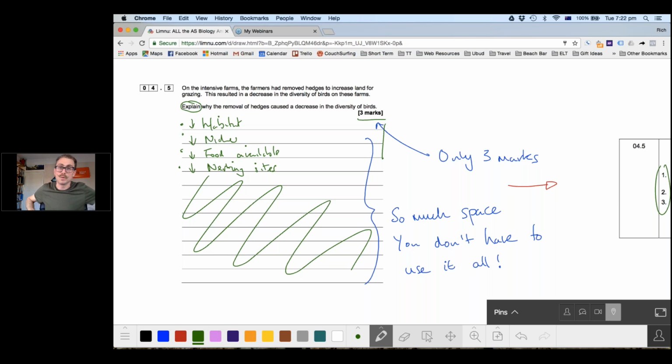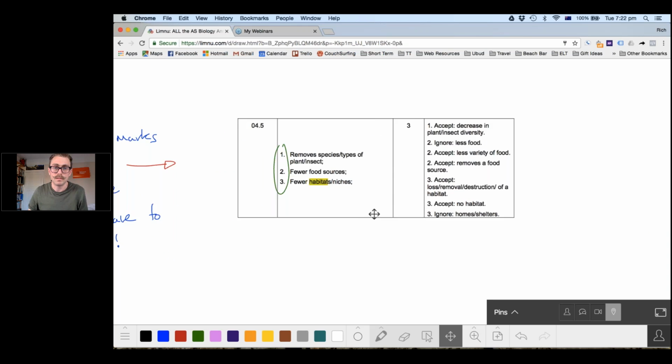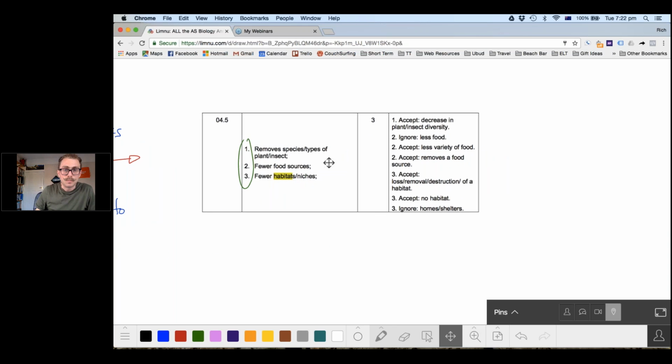If you're ripping through as many past papers as you can, as long as you know you can write a sentence that says there's a decrease in habitat, then you can be quick with yourself, and it makes past papers a lot less painful. Removal of species, types of plant or insect, fewer food sources, fewer habitats or niches. Again, 3 sentences.